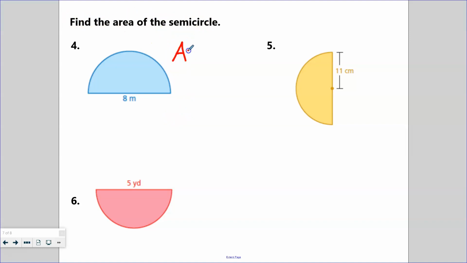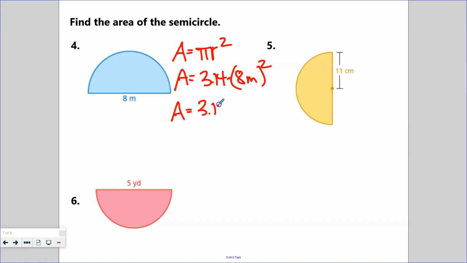So we have area equals pi r squared. You notice how I write that out every single time. Don't get lazy. Times 8 meters squared. And so we have A equals 3.14 times 64 meters squared. Again, it's 8 times 8, and it's meters times meters. So area equals 296 meters squared.